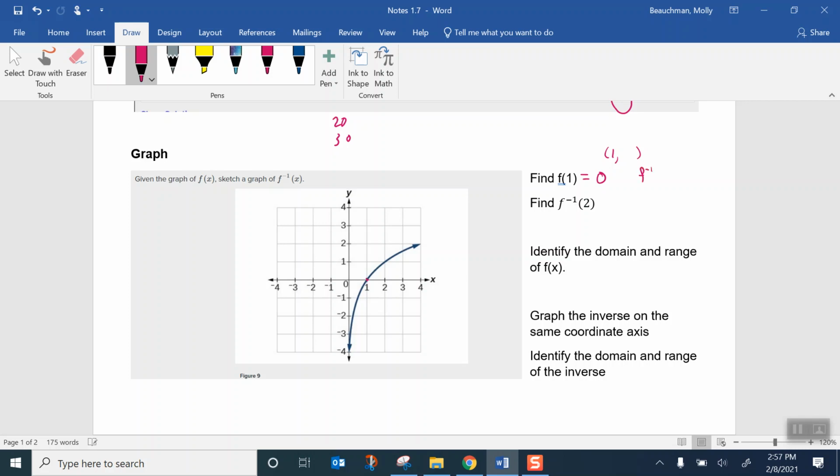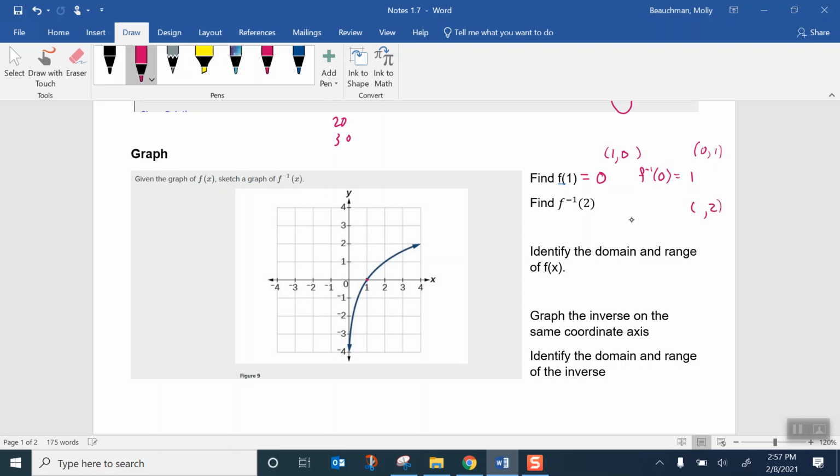That would mean that f inverse of 0 is equal to 1. So if you have a coordinate 1, 0 on your function, then the inverse is 0, 1. So if we want to find f inverse of 2, then that means we're given the y coordinate.